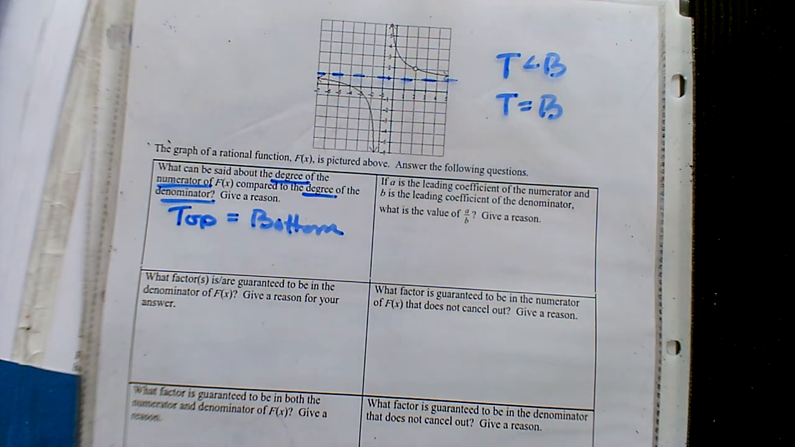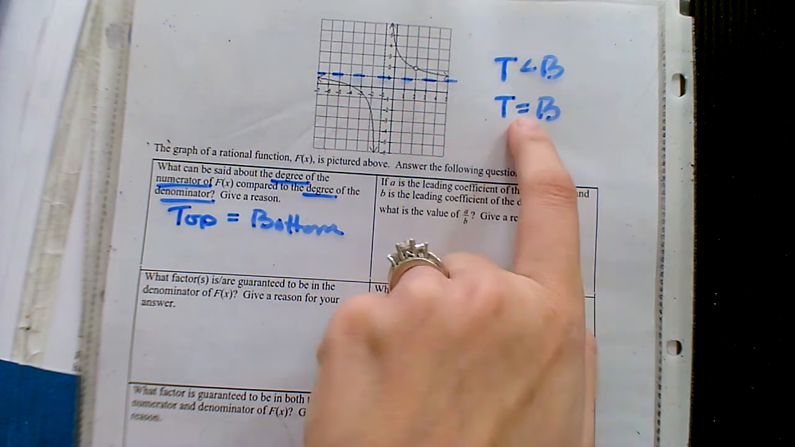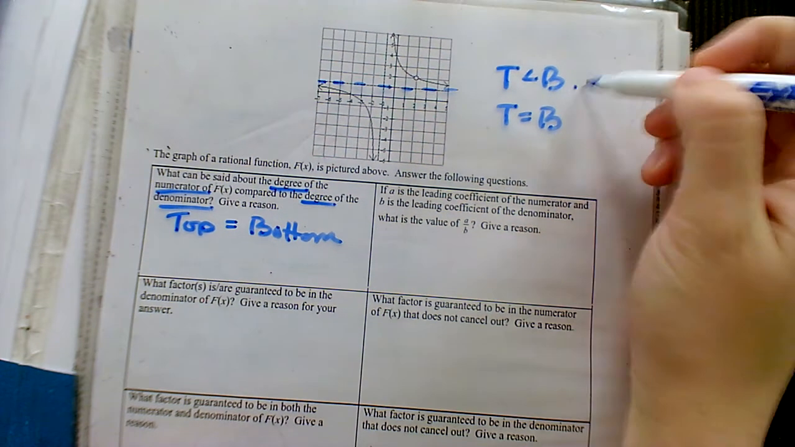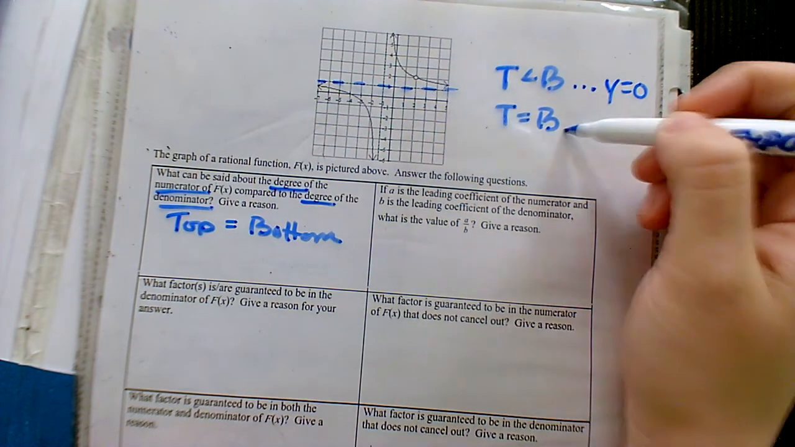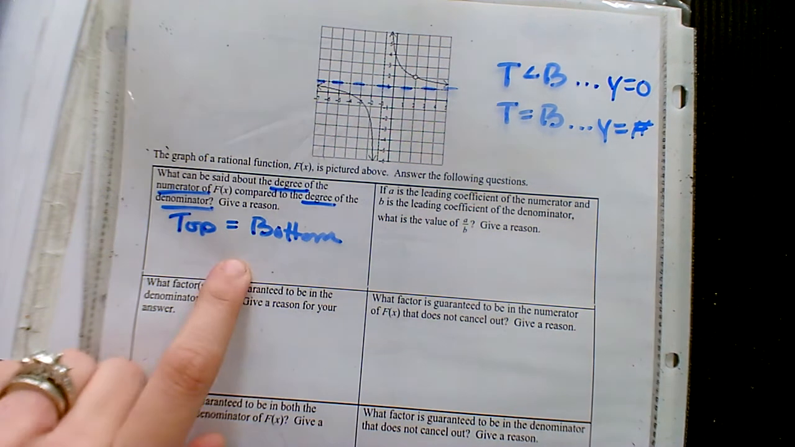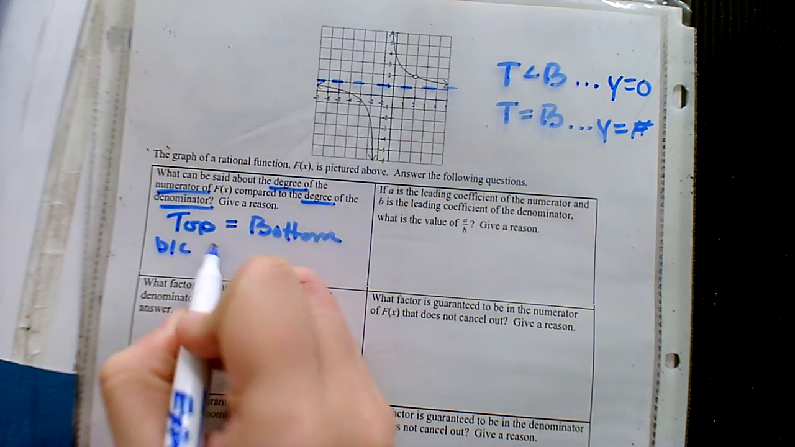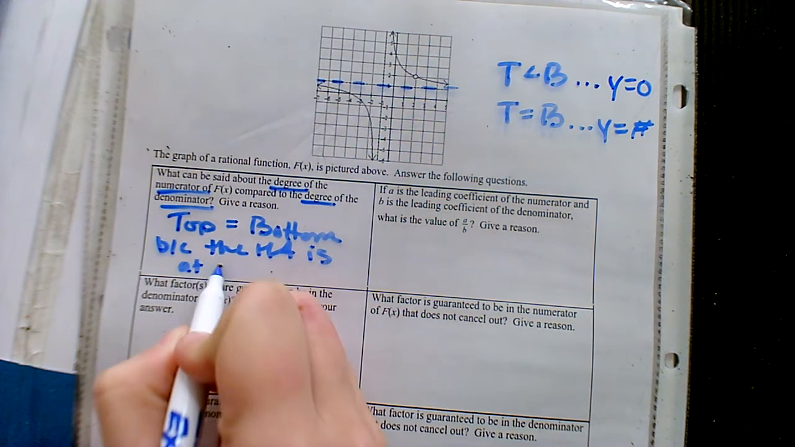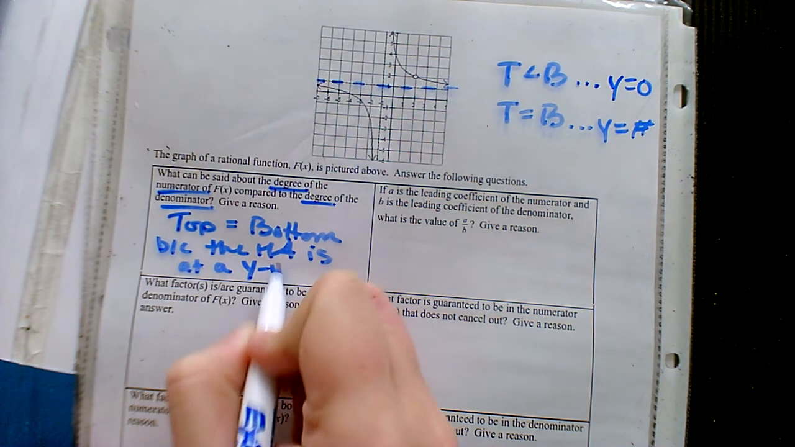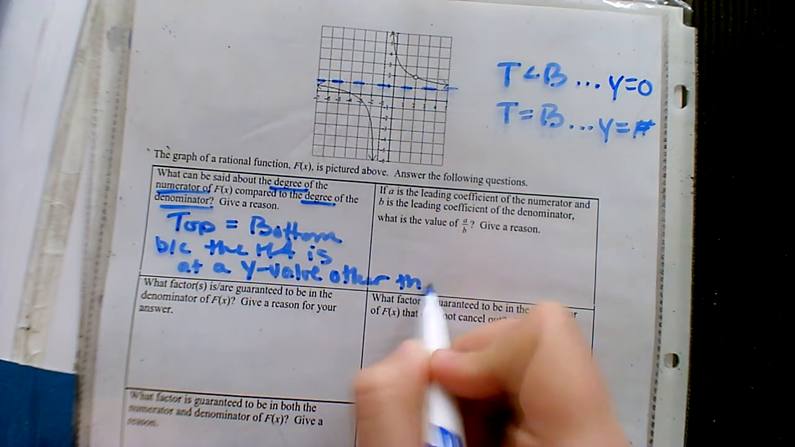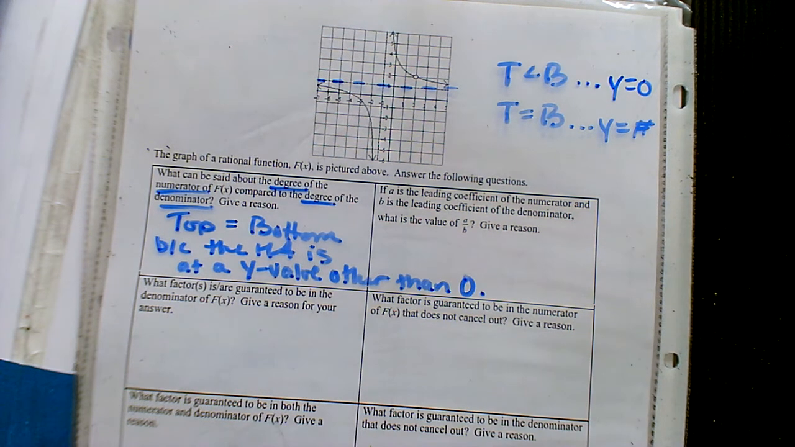How'd you know it was equals and not less than, though? Yeah, Lizzie, how'd you know it was this one and not this one? That's the difference. Okay, so this one is always at 0. This one is always at a different number. So it seems that they should be equal. We'll say because the horizontal asymptote is at a y value other than 0.